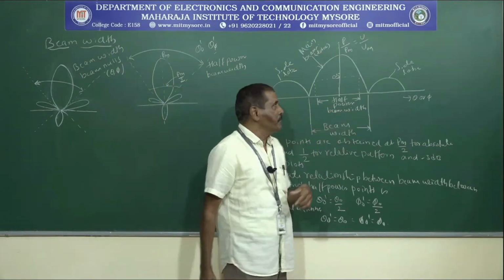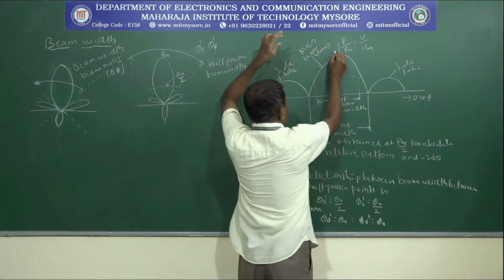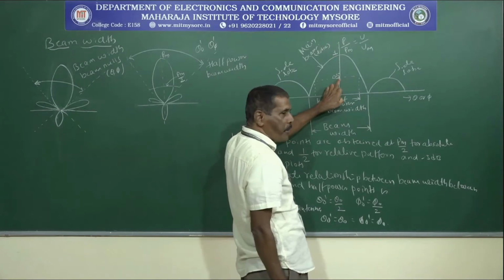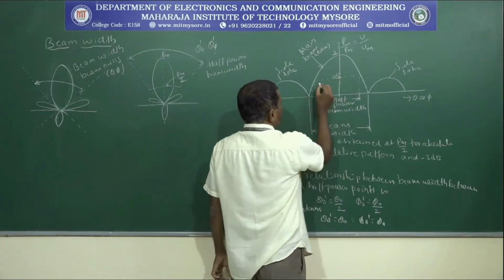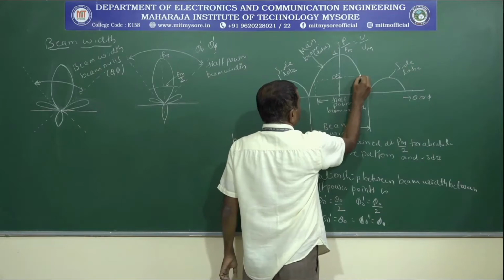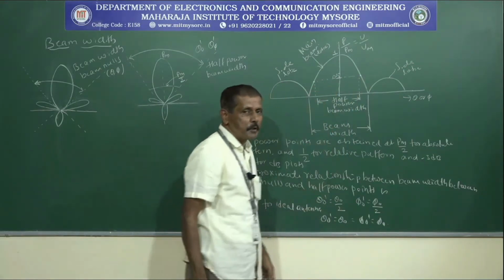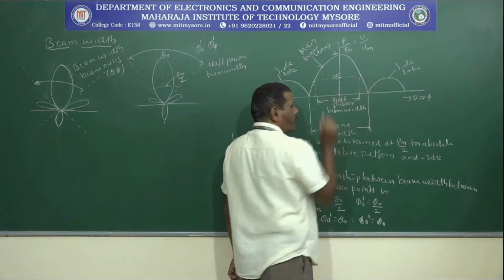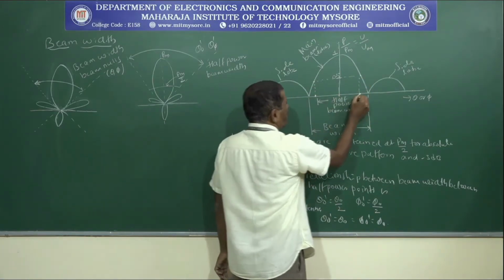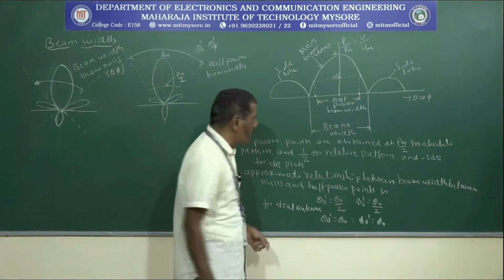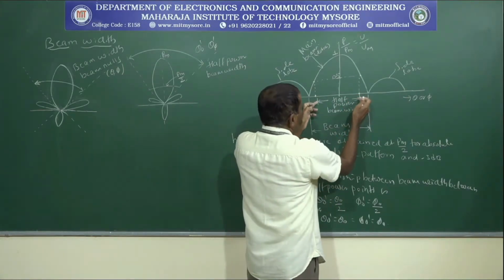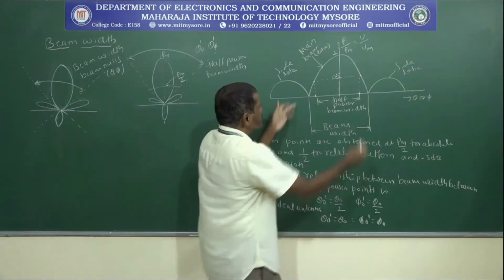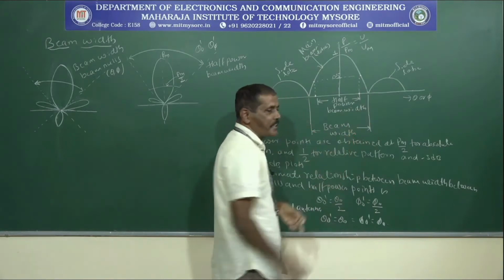To calculate the half power beam width, suppose I assume the maximum power to be 1, then half of that will be 0.5. Now this is 0.5, then I will draw a line, it will touch at this particular point and at this particular point. Then join these points and draw lines down. So this is the point and this is the point you will get. Whatever width you are getting is called the half power beam width.